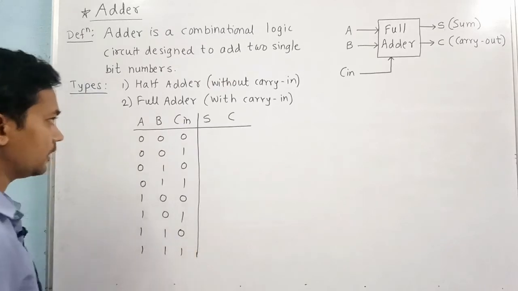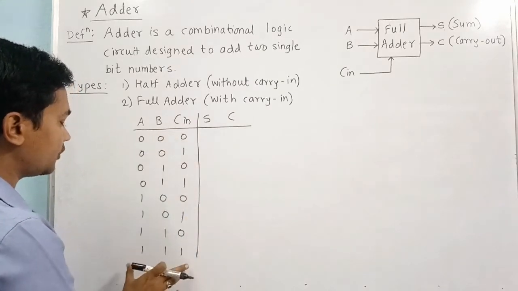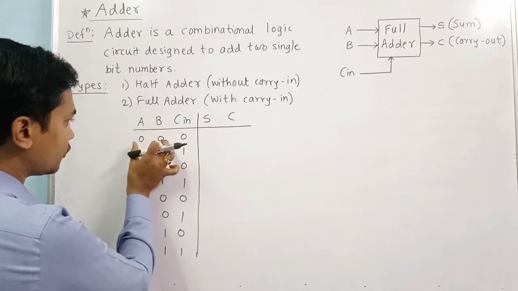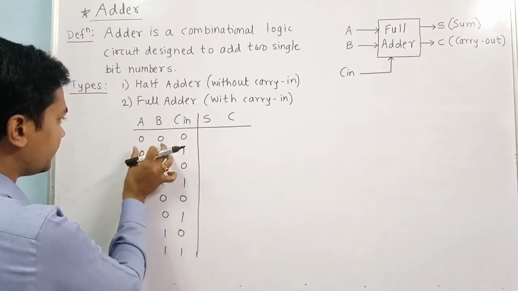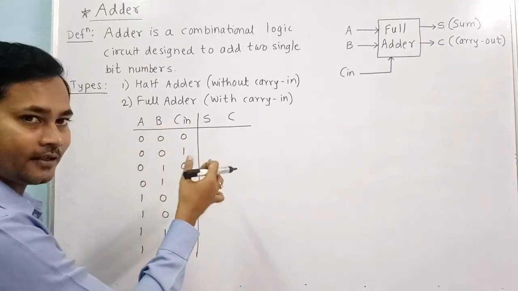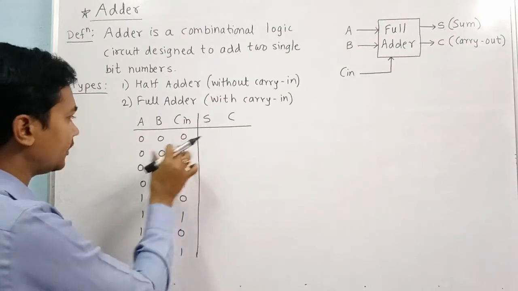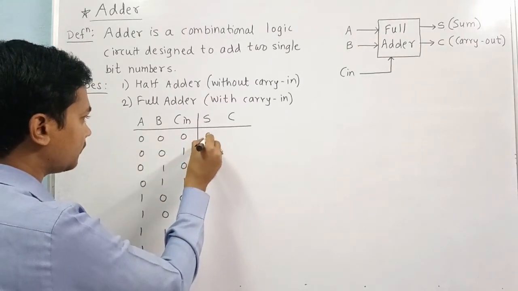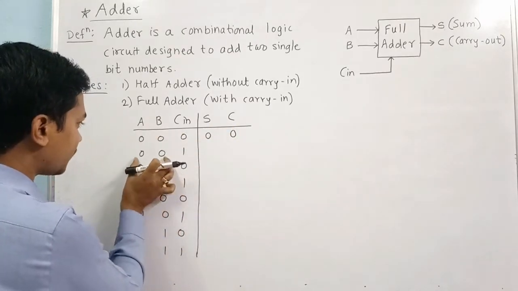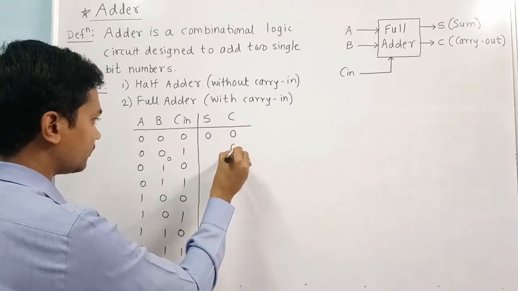Now to obtain the summation of these three inputs, first we have to obtain the addition of A and B, and after that we have to consider the C in. First we will add A and B, and if a carry is generated in that addition, we will write it in the carry column, and after that we will add the C in. So 0 plus 0 is 0. From this summation the carry is not generated, so write here 0. Then 0 plus 0, sum is 0, so carry is also 0.